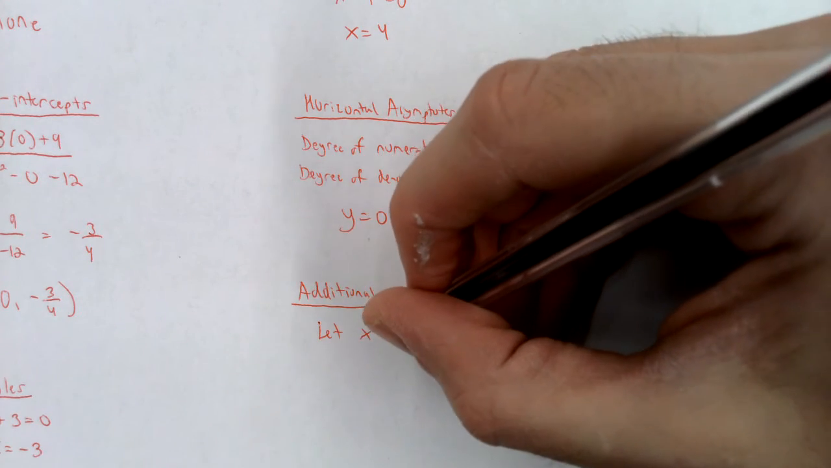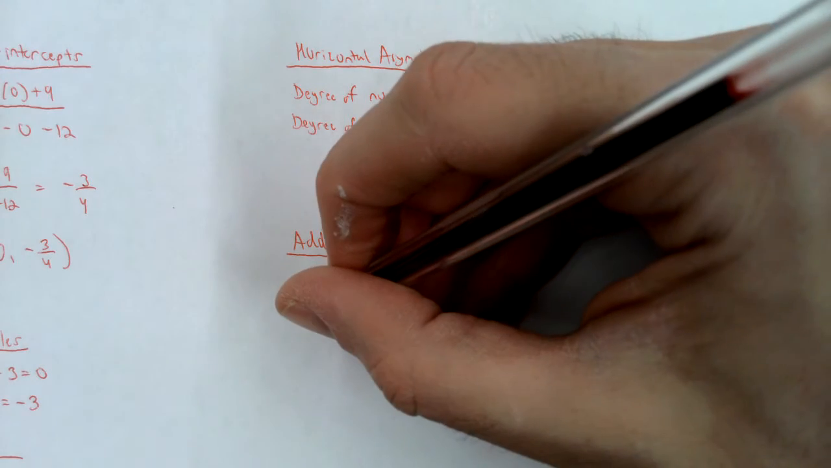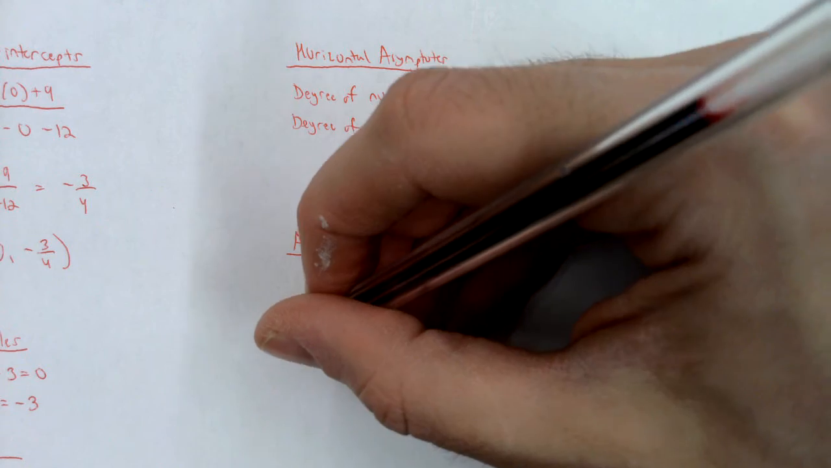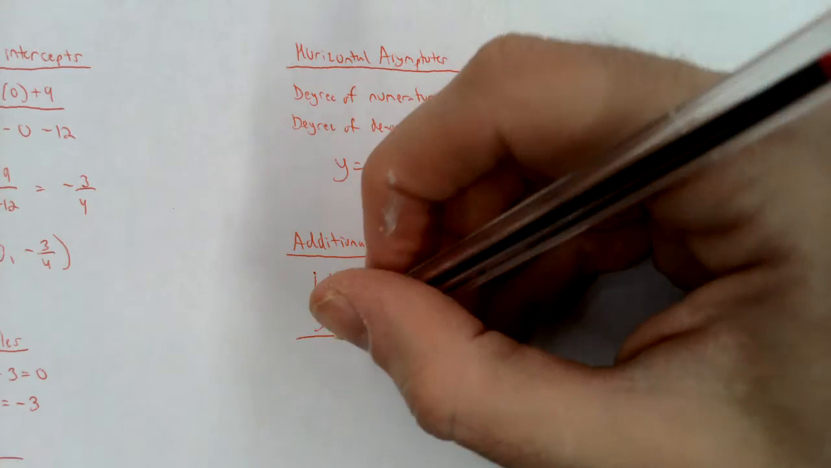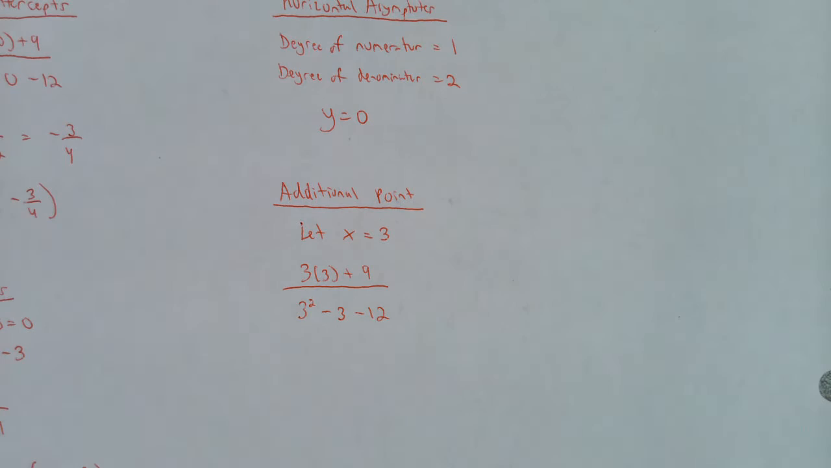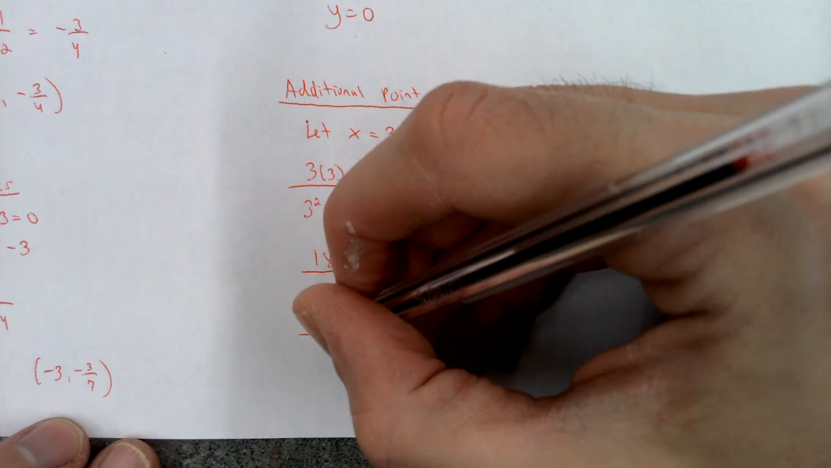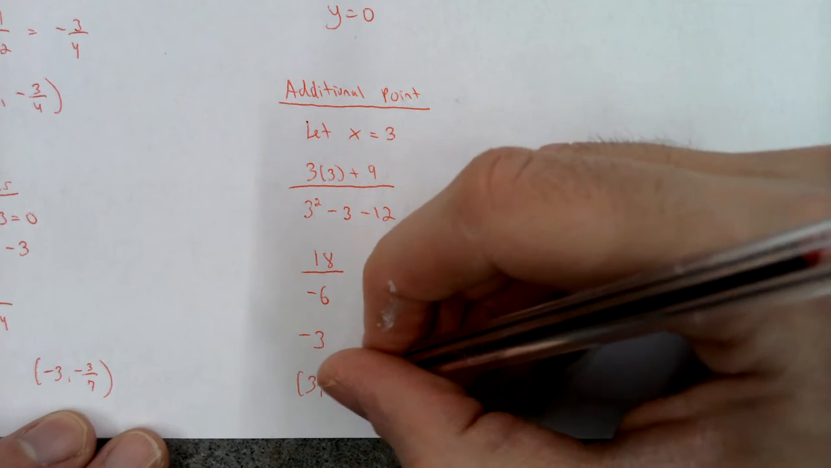I'm going to substitute that back into the original problem. So the original problem is 3 times x plus 9, so 3 times 3 plus 9, over 3 squared, which is x squared minus x, so minus 3, minus 12. So now the numerator, 3 times 3 is 9, plus 9 equals 18. The denominator is 9, 3 squared is 9, minus 3, minus 12. So that'll be negative 6. That equals negative 3. So my additional point is 3, negative 3.